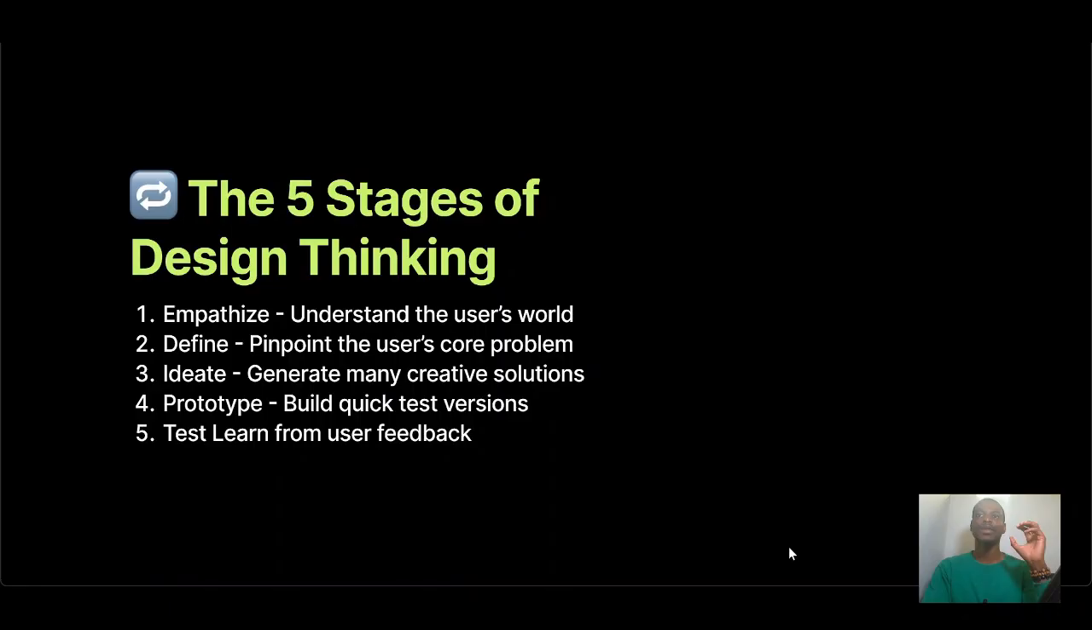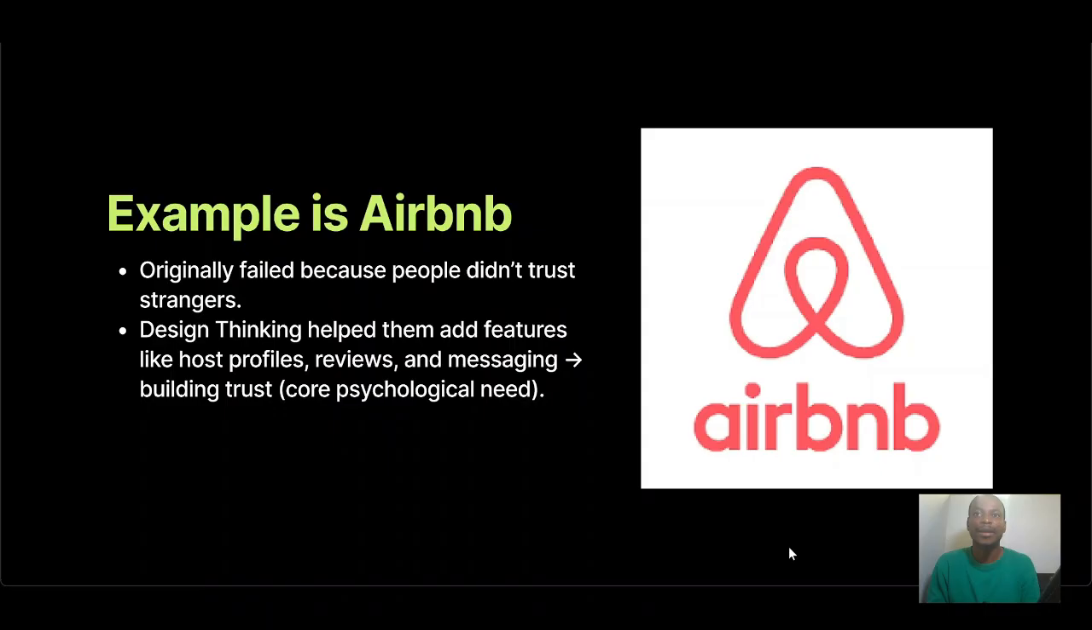The next stage we'll be entering is an example. Originally, Airbnb failed because people didn't trust strangers, right? People did not trust them. And that was one of the reasons they failed in the market. In the early days, Airbnb faced significant challenges in attracting users and achieving sustainable growth. You know why? Key factors contributing to its initial struggles included poor quality photos of listings, a lack of trust in the platform, and difficulties in scaling the business.